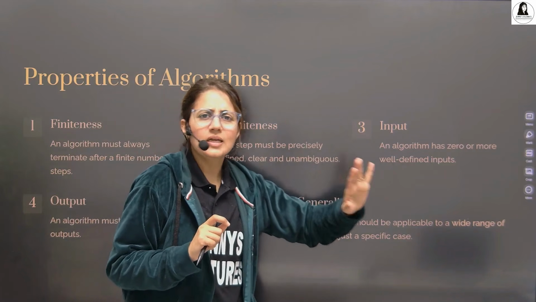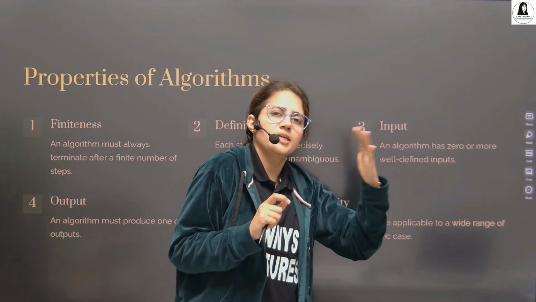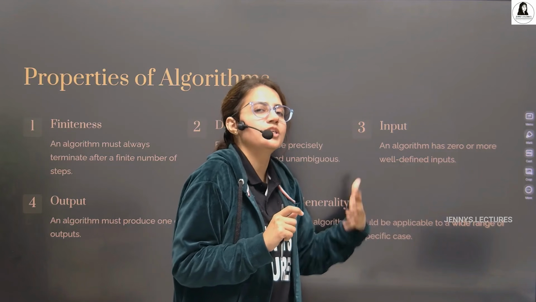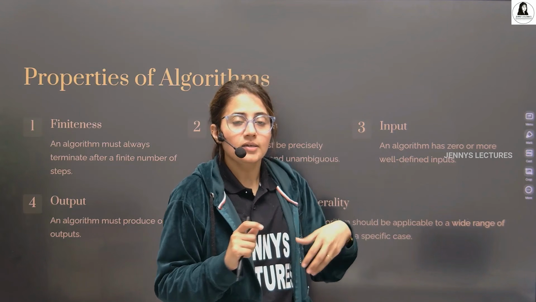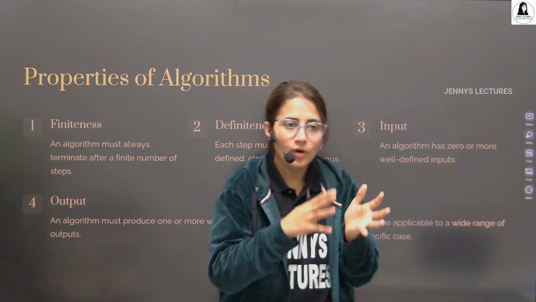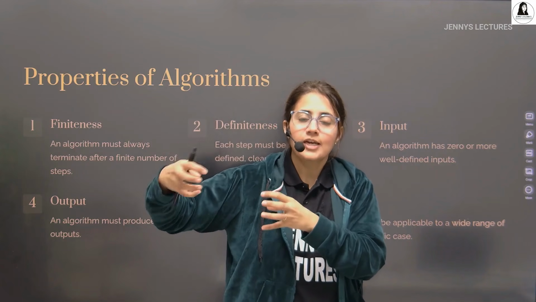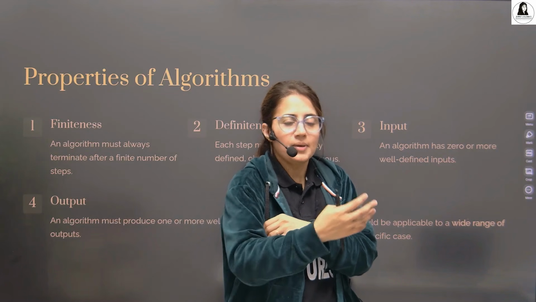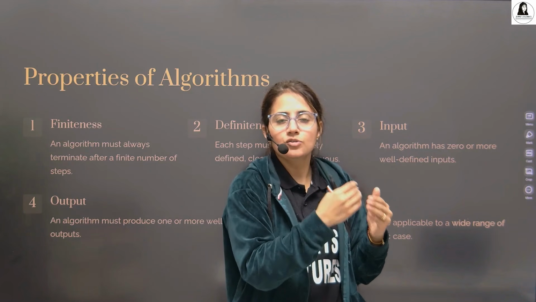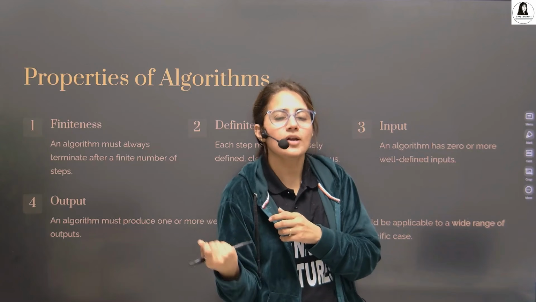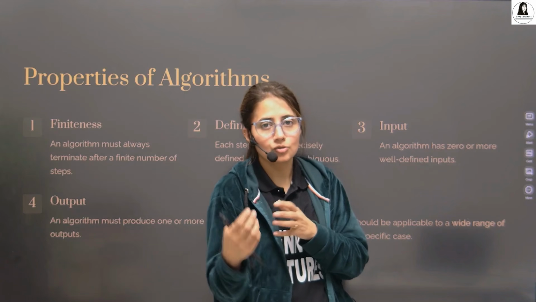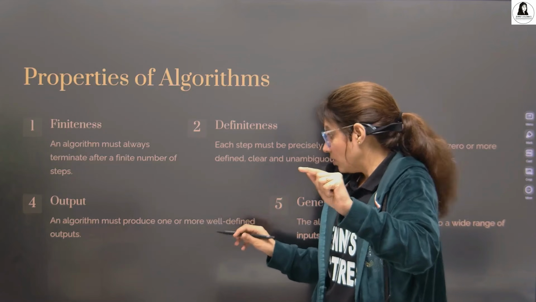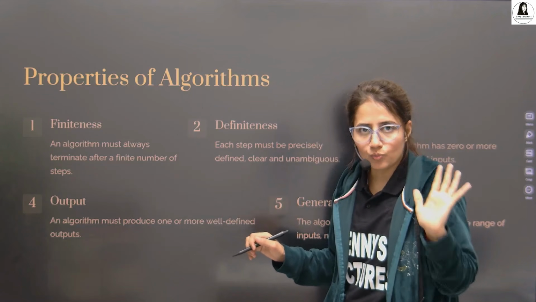An algorithm can accept some input, one or more inputs, maybe zero inputs, one or a set of inputs, and that will give you maybe one output or a set of outputs. Okay, that is possible. Like making a tea. You have some ingredients, that is the input, and at last you will get one output, that is your tea. So it must produce at least one or more well-defined outputs.